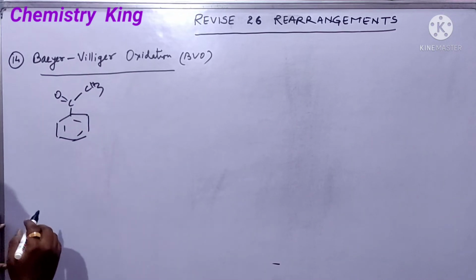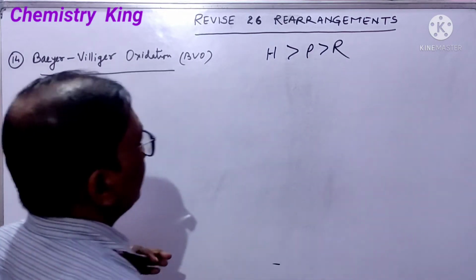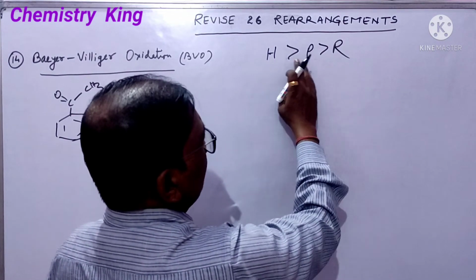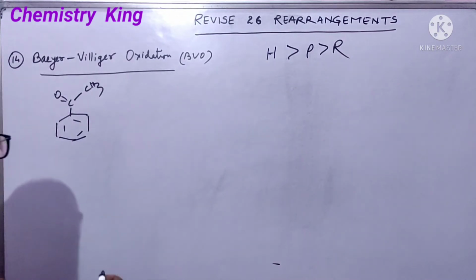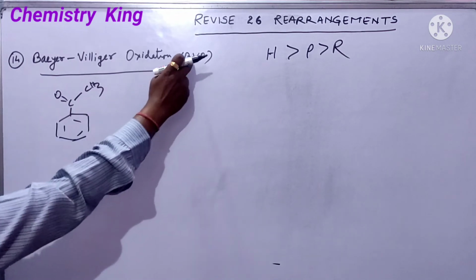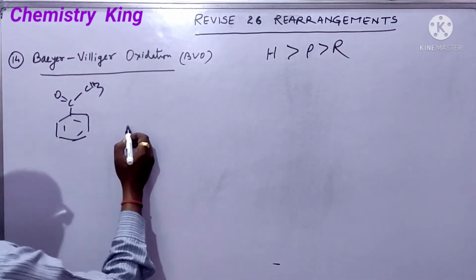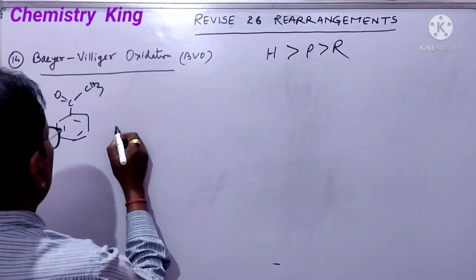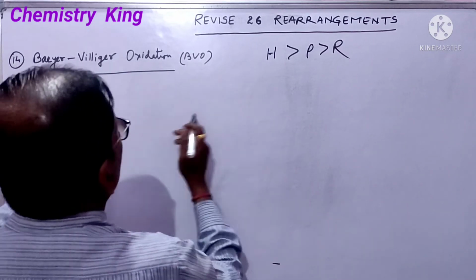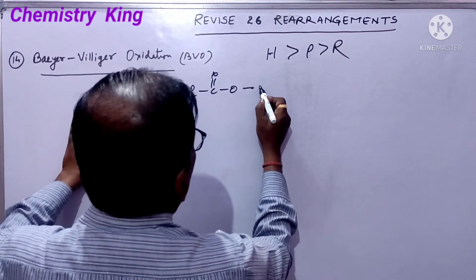The migratory aptitude is HPR. Hydrogen has the highest migratory aptitude, then phenyl, then alkyl. Okay, so the phenyl will migrate. So the oxygen of the oxidizing agent will come here, and you will get an ester. How? First of all, you should know it is a per acid.